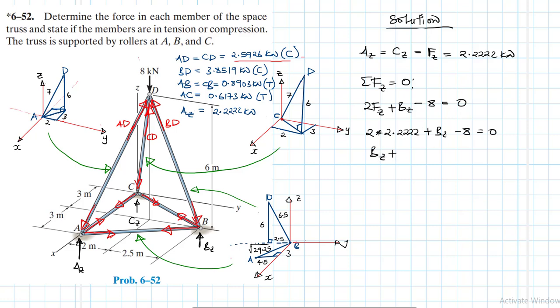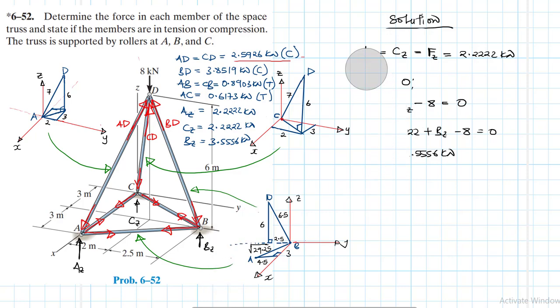Therefore, our BZ will be equal to, what is our BZ equal to? So we have 2 times 2.22 minus 8. So we have BZ is equal to 3.5556 kilonewtons. All right. So we have CZ equal to also 2.2222 kilonewtons, and then we have BZ equal to 3.5556 kilonewtons. All right. So let me work out a summary of the solution.